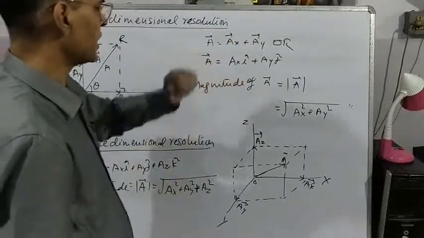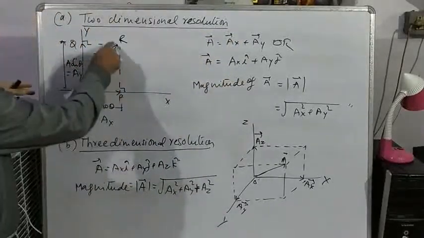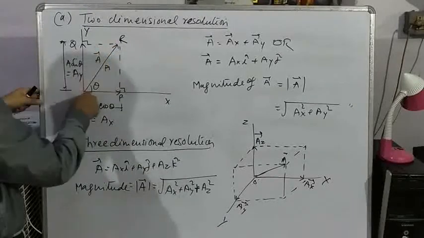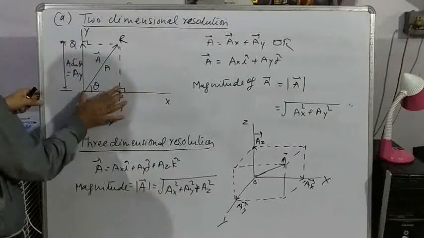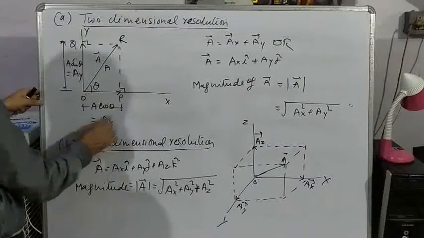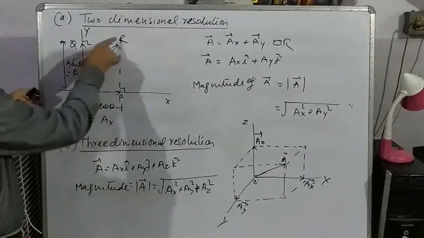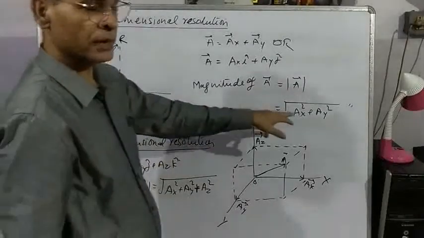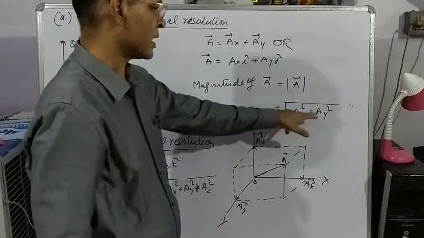Now think about magnitude. This is the magnitude of vector A and it is the diagonal of this triangle. This length is AX and this length is AY. So the magnitude of vector A, by Pythagoras theorem, is under root AX square plus AY square.